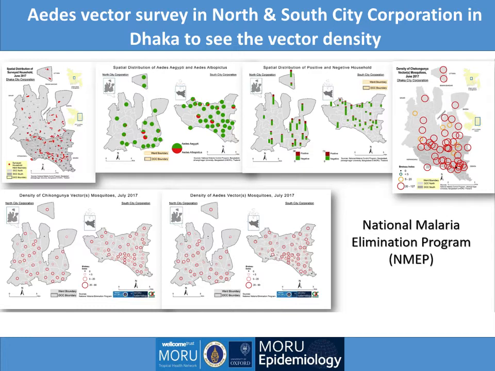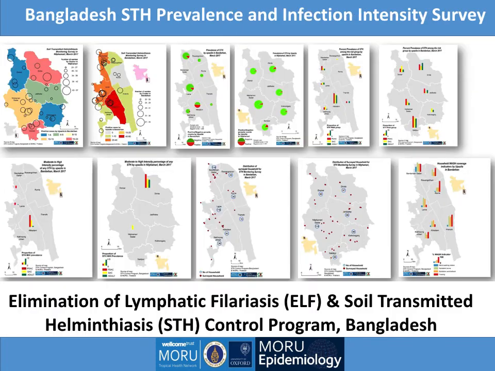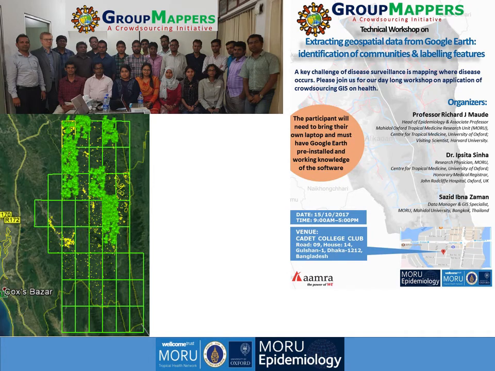Early this year, there was an outbreak of chikungunya in Dhaka city. The National Malaria Elimination Program, which is also in charge of dengue and chikungunya control, did an Aedes vector survey twice, in the months of June and July 2017, to observe the distribution and density of Aedes mosquito. I was helping them in collecting GPS coordinates for every individual household from where the data was collected, and for spatial analysis. Some results from the Bangladesh case prevalence and infection intensity survey. So you can see the maps over here. This is the last slide.